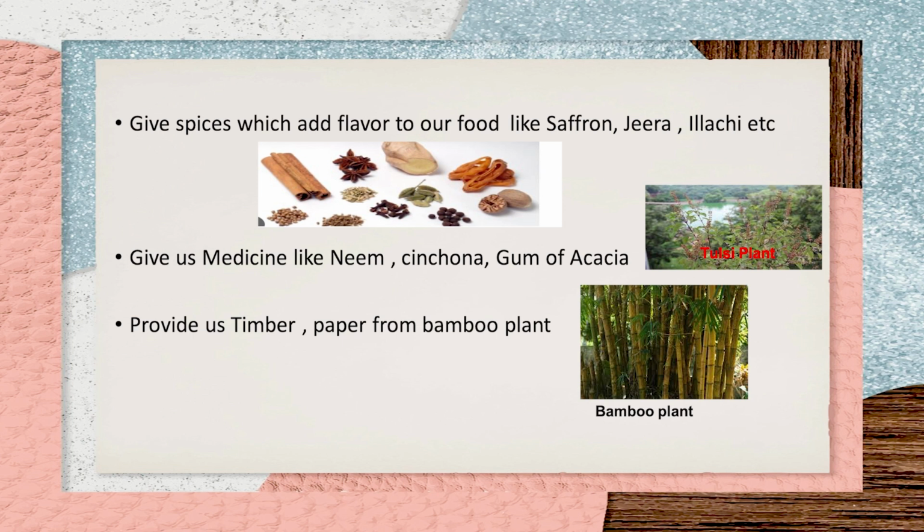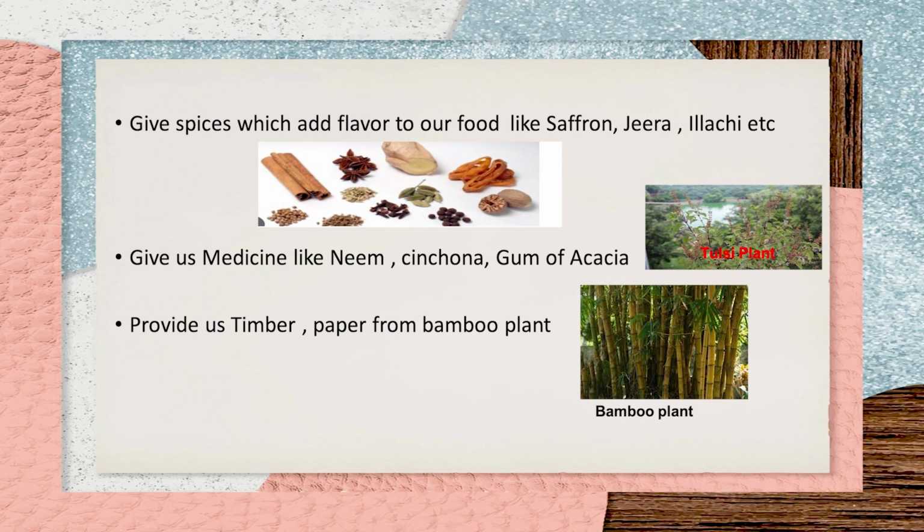Plants also give us medicine like neem, cinchona, gum of acacia. All parts of neem tree, leaves, flowers, seeds, fruits, roots and bark have been used traditionally for the treatment of inflammation, infections, fever, skin diseases and dental disorders.